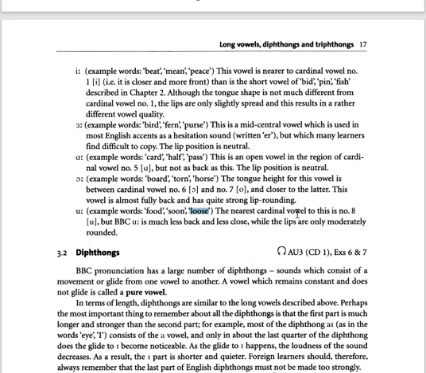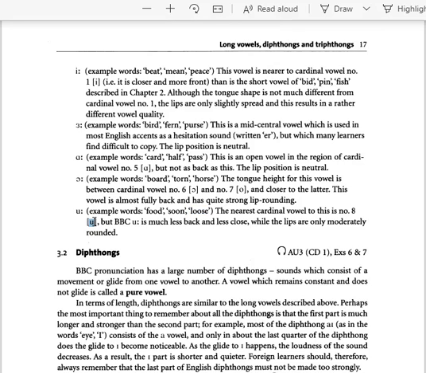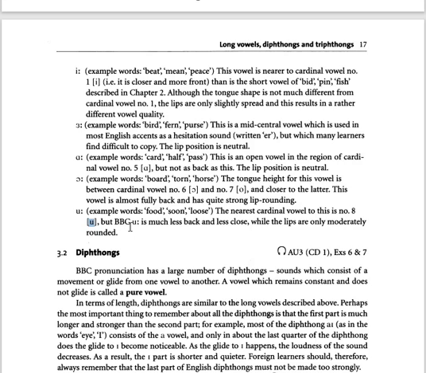The nearest cardinal vowel to this is number 8, but a BBC long vowel O is much less back and less close, while the lips are only moderately rounded.